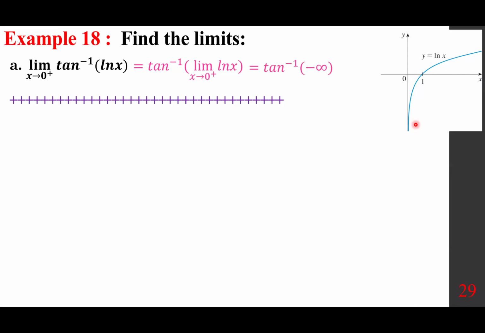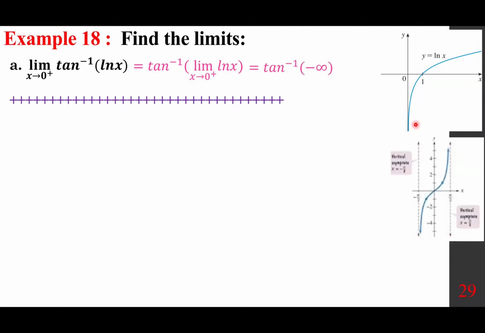I'm going to show you two things. First, I'm going to show you the following graph. Again, reminding you of y equals tan x. The graph looks like that. And here's the graph of tan inverse. The graph looks like that. And tan inverse of negative infinity takes you to minus pi over 2.